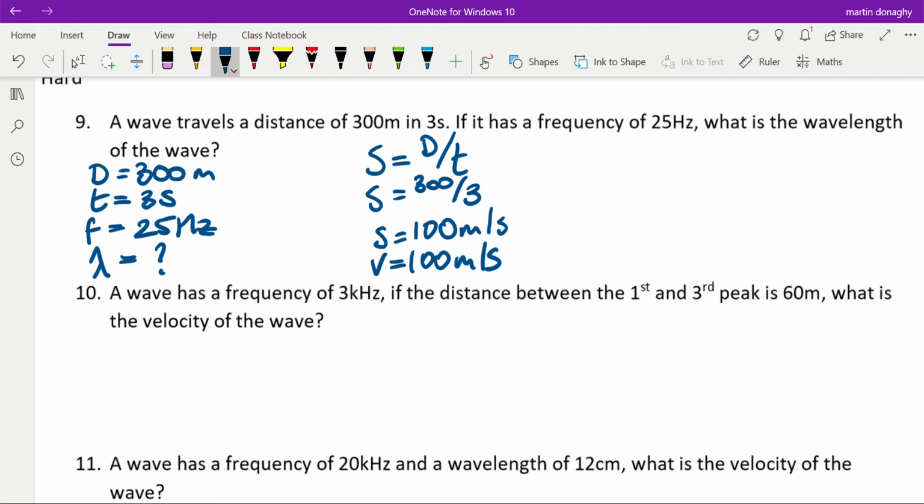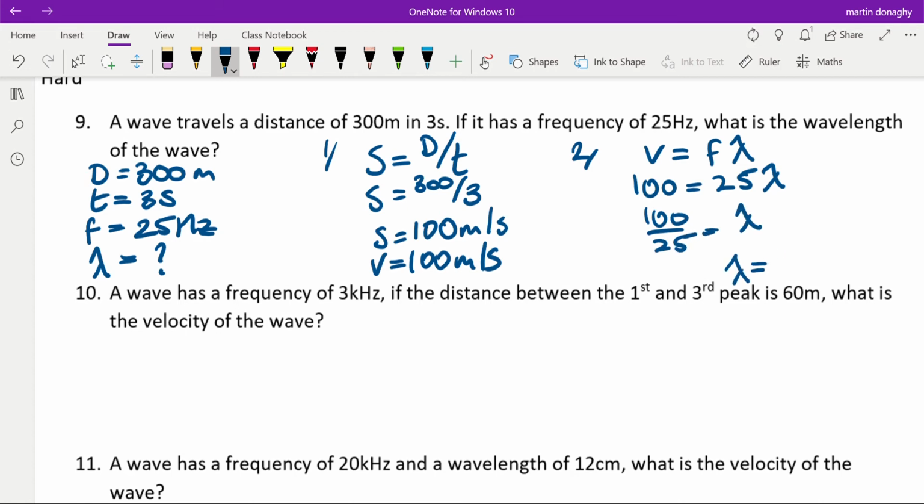Once we've got that, so we kind of have to do 2 steps here, we can then use v equals f lambda, and we get 100 equals 25 lambda. Divide both sides by 25, gives us lambda, which is 4, and it's a wavelength, so it's meters.